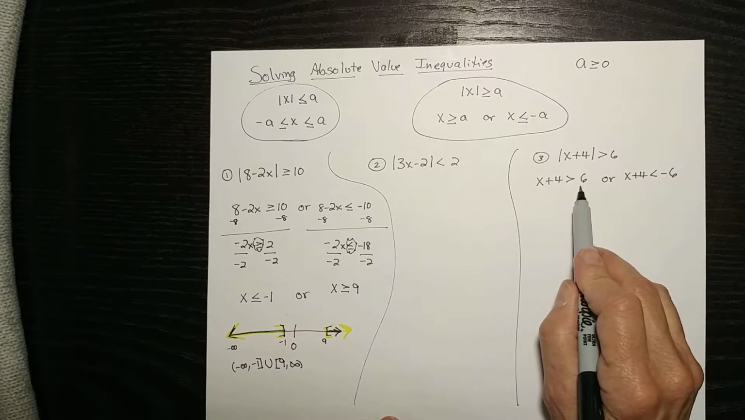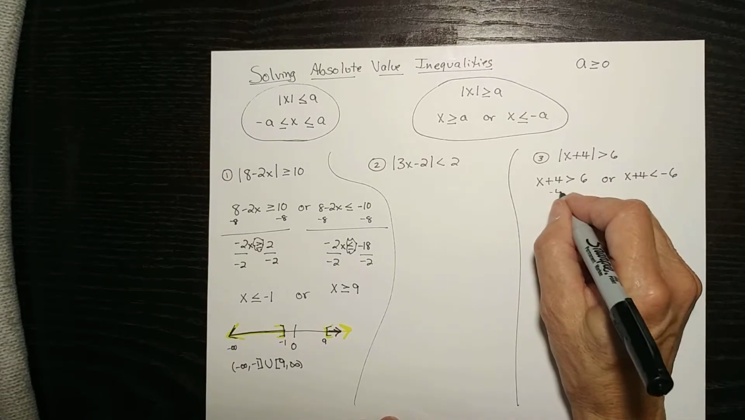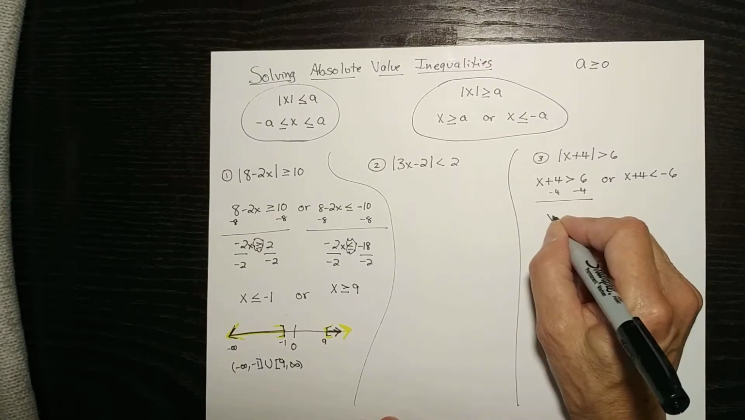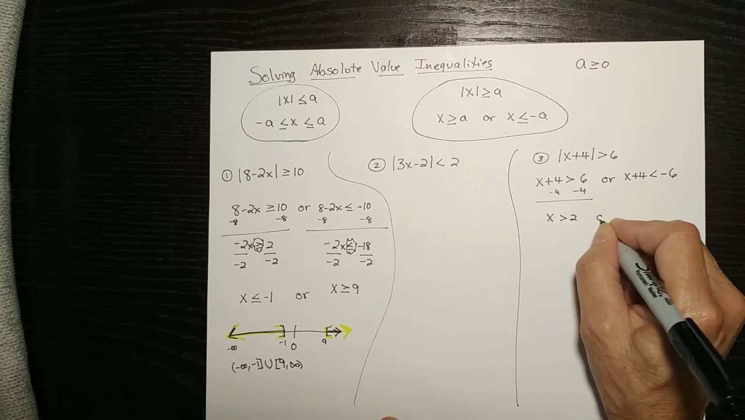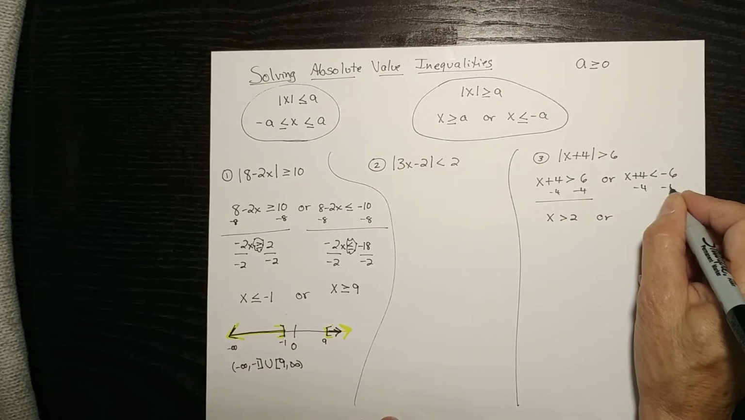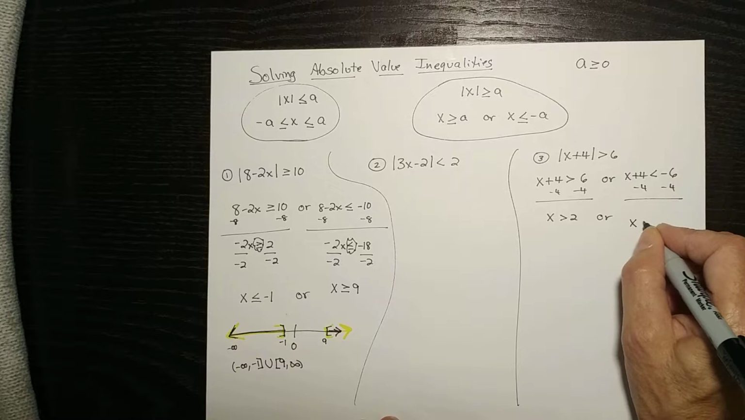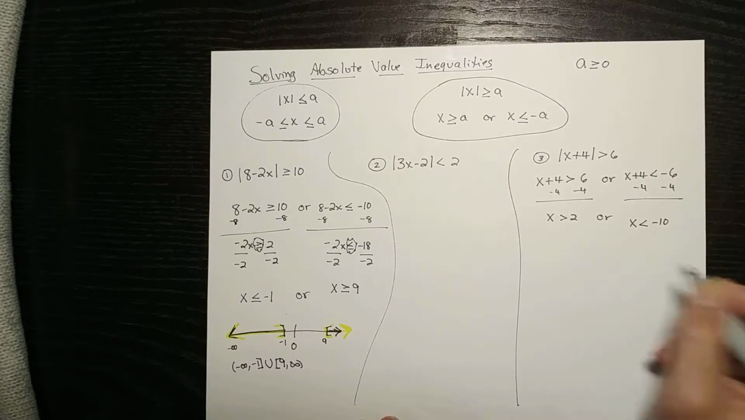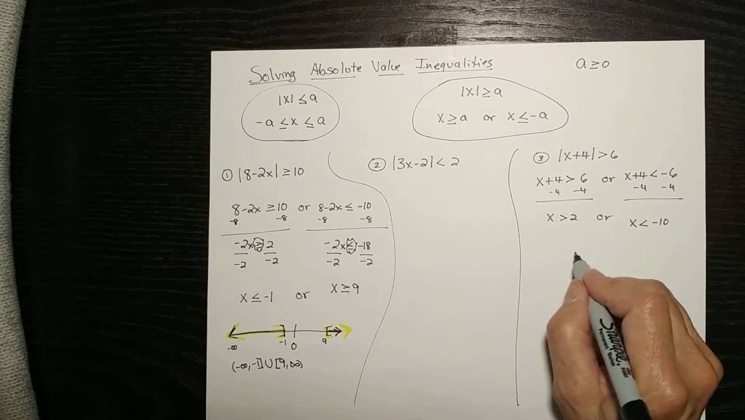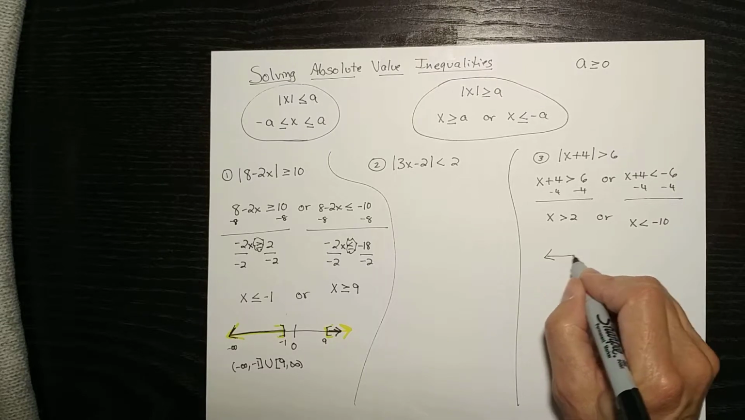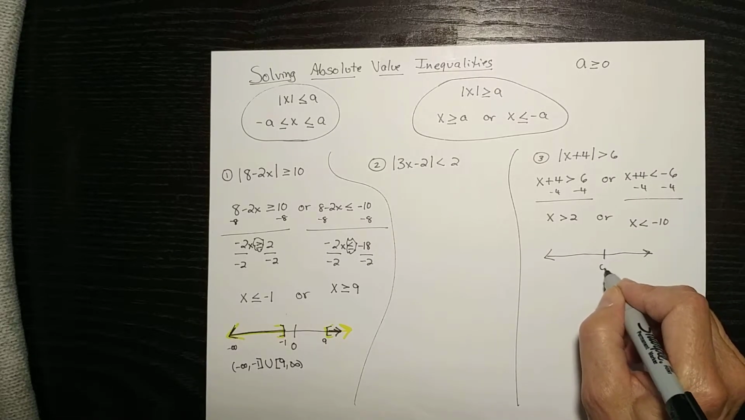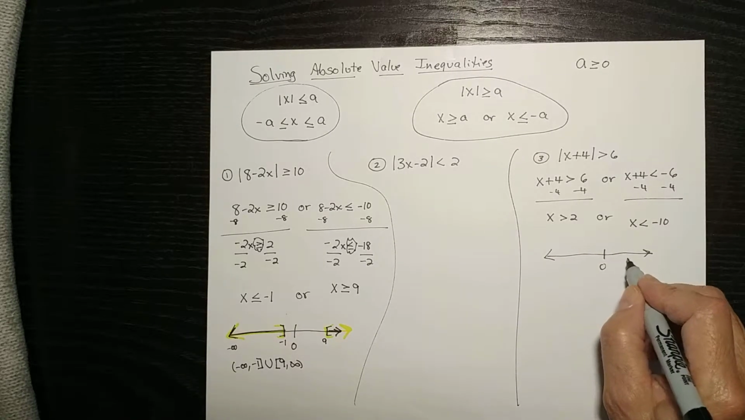We'll subtract 4 from both sides here, and we get x is greater than 2. Or we subtract 4 from both sides here, and we get x is less than negative 10. Here are our two answers. When they're joined by or, we keep any part of our number line that is highlighted. That's part of our solution set.